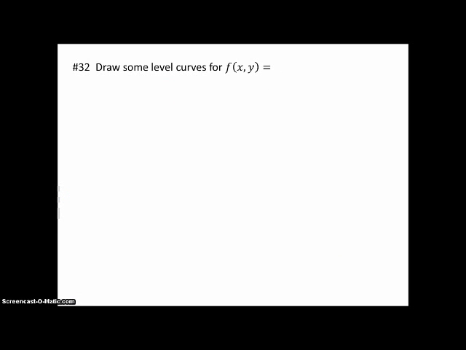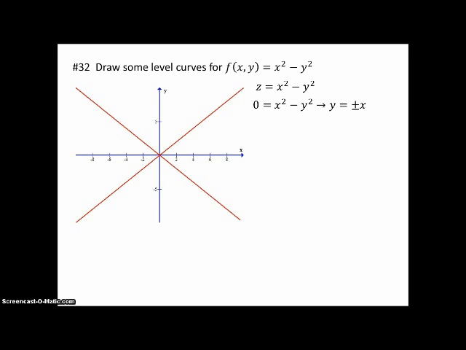Number 32. Draw some level curves for the function f of x comma y equal x squared minus y squared. Well, the equation then is z equal x squared minus y squared. And if z is 0, we get two lines in the xy plane. So there's one level curve for z equals 0. Choose another z value. If z is greater than 0, for example 1, we get a hyperbola, which would look something like that. Of course, the contour curve would be drawn up at z equal 1.